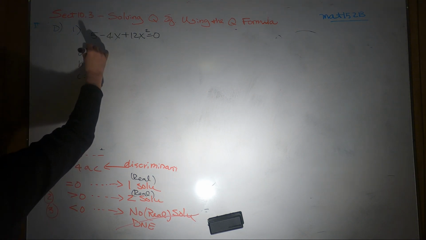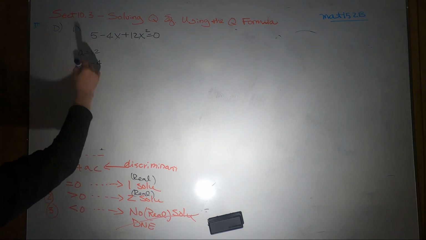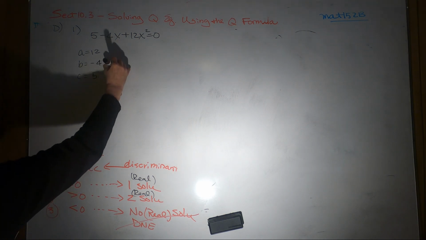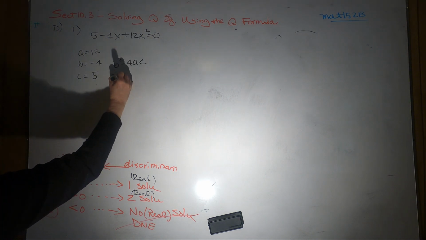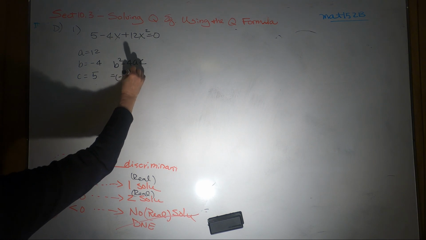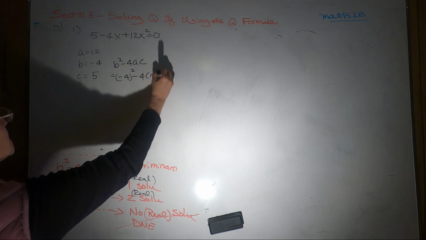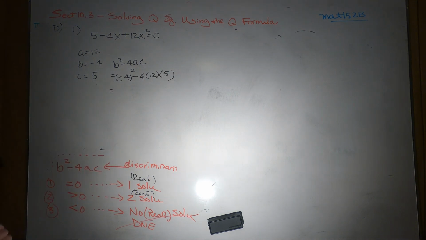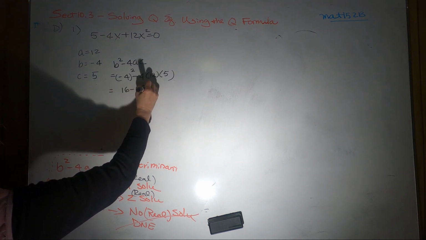So your a is what? 12. Your b is what? -4. Your c is what? 5. Instead of actually solving it, we just use b squared minus 4ac. So b squared minus 4ac, b is -4 squared minus 4 times a is 12, c is 5, right? So what do we have? That would be 16 minus 240.